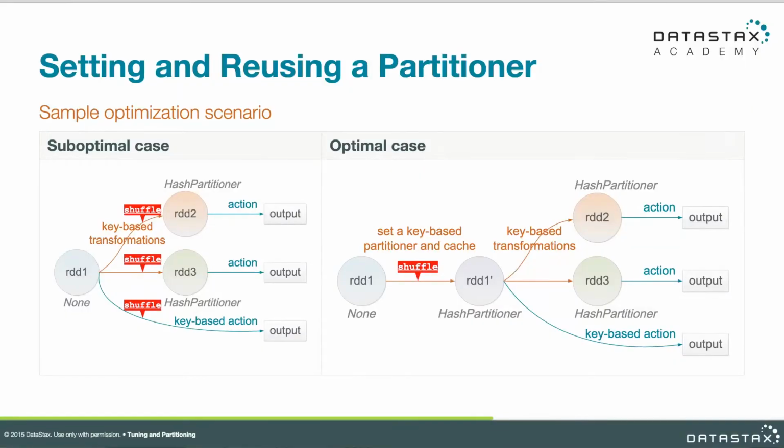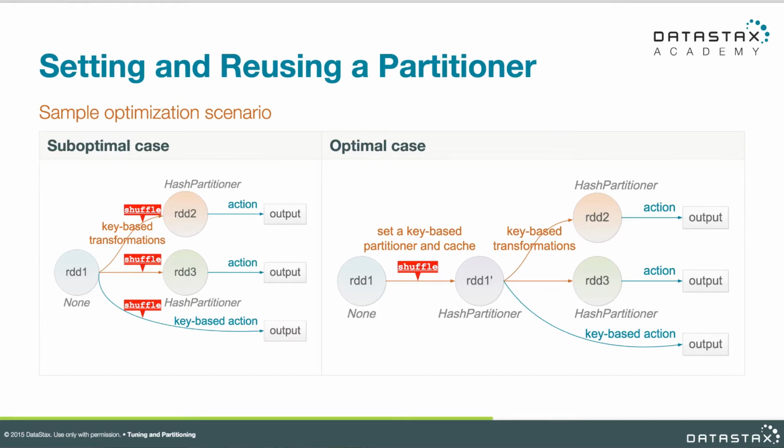On the left, you see the suboptimal case. We start with some RDD called RDD1, and we're applying two key-based transformations to it, and then performing one key-based action. All right, so those two key-based transformations are going to create two new pair RDDs, on which we'll then run an action and produce an output. And on the bottom, you see the key-based action produces its own output.